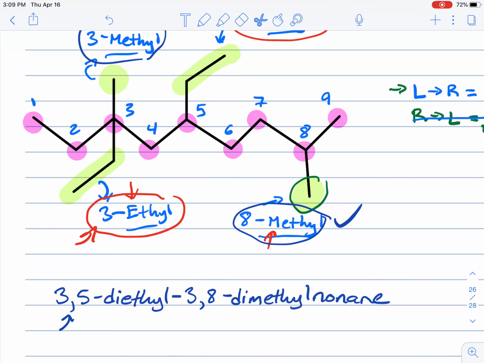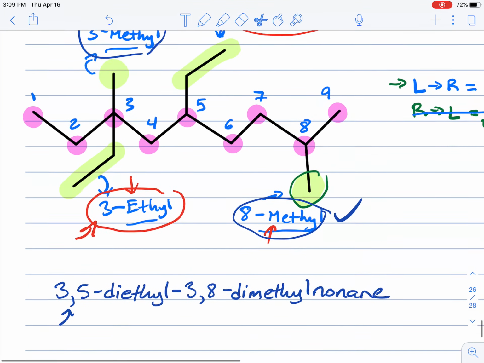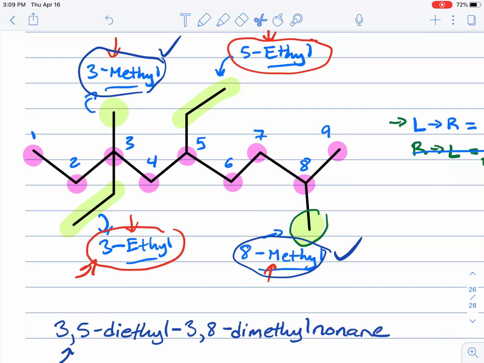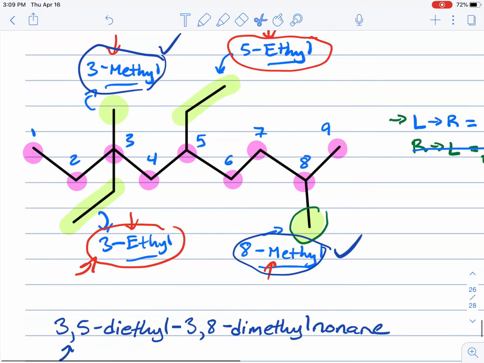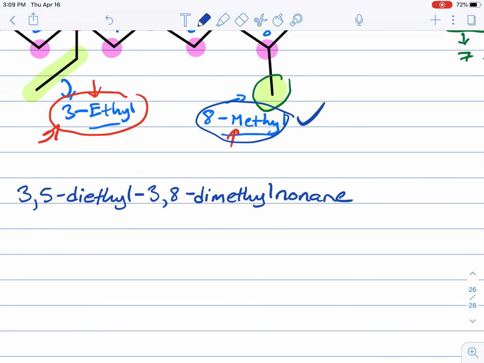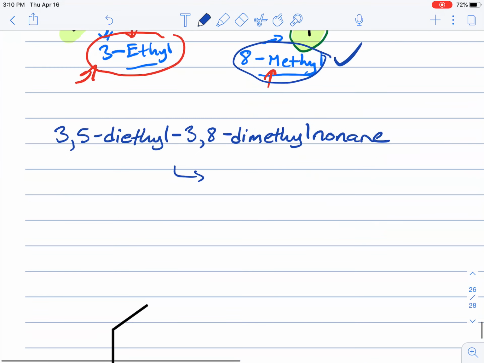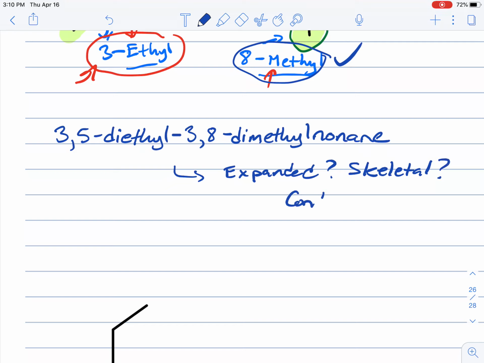All right. So hopefully you guys are kind of understanding how to name these alkanes with substituents. And so once again, please try to go from the name to the skeletal structure or the expanded structure or the condensed structure, just to give you guys some practice. Okay. And you guys can do this for every single one. What does the expanded structure look like? What does the skeletal structure look like? And what about the condensed structure?